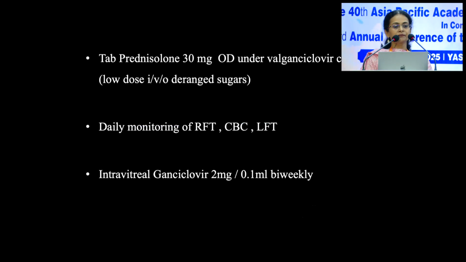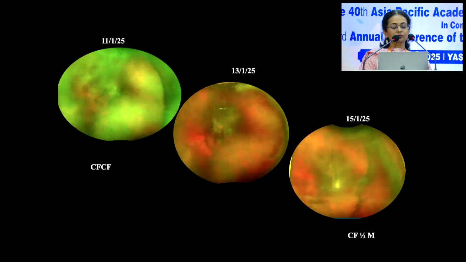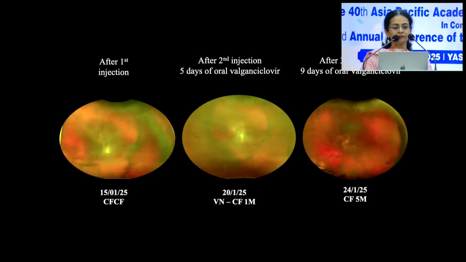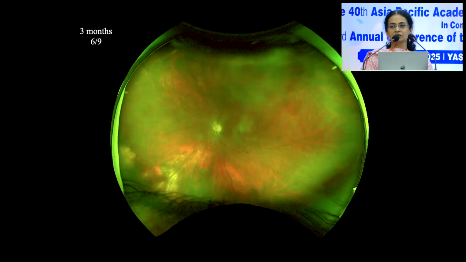So oral steroids were started, and we gave him oral Valgan along with intravitreal ganciclovir because we were desperate to give him antiviral cover. So this was his progress from counting fingers. He improved to counting fingers half meter within 4 days after oral and intravitreal Valgan. After the first injection, second injection, and 9 days of oral Valgan, his vision improved to counting fingers 5 meter. And this was his latest follow-up.